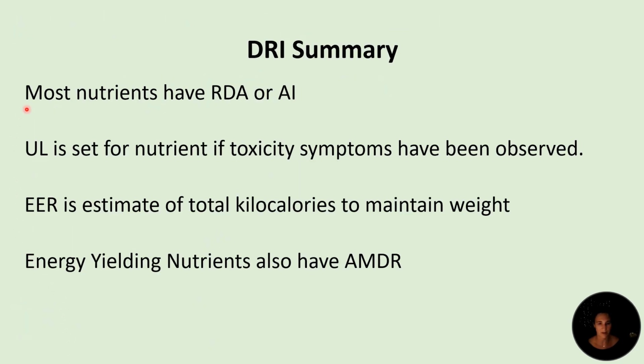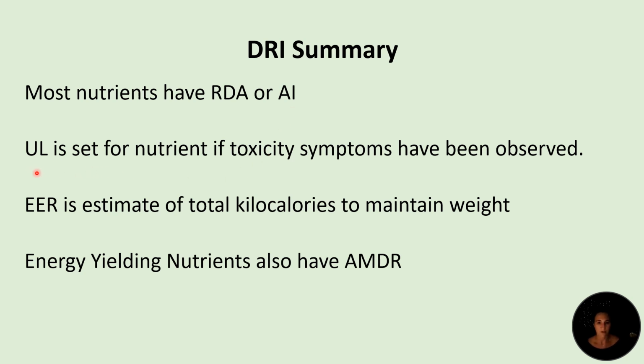Okay, let's do a little summary. Most nutrients have an RDA or an AI. Remember, the RDA was for nutrients that have a whole lot of research, and so we're more confident in this number. Research is still used to set the AI, but we just don't have as much scientific research.